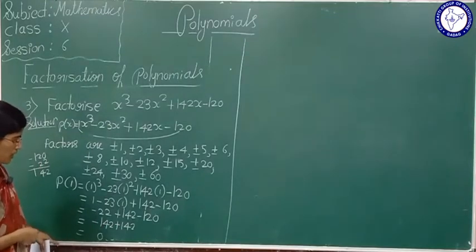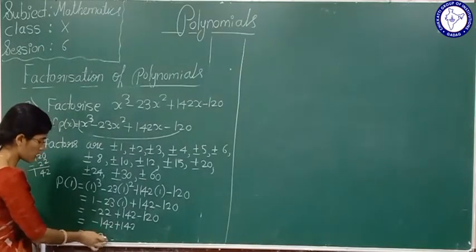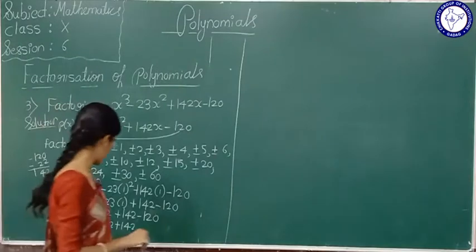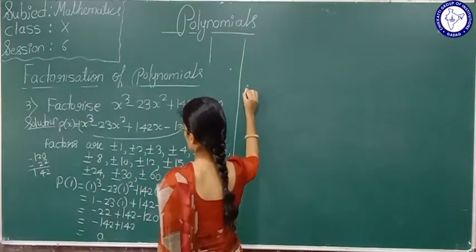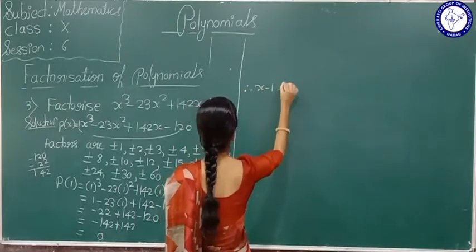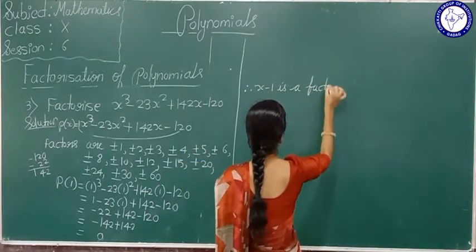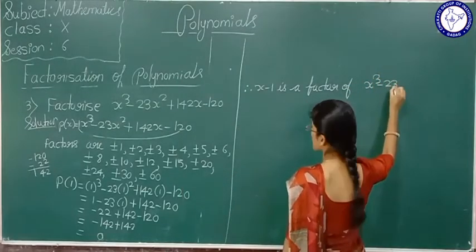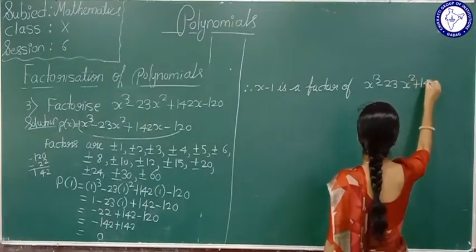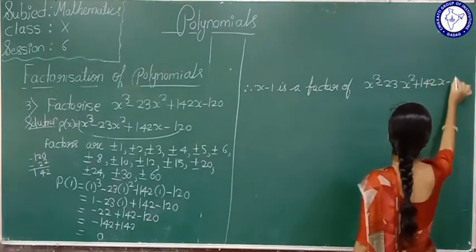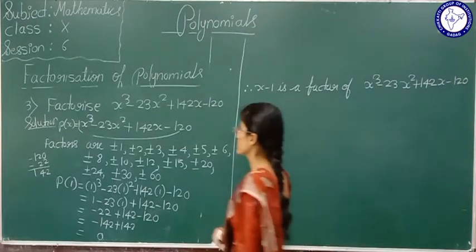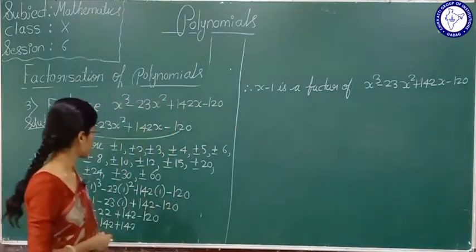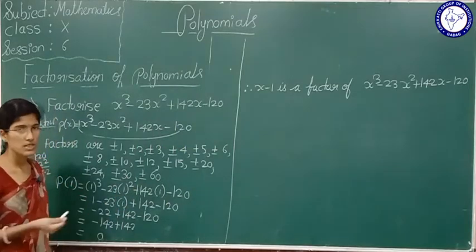Okay, now this we got as 0. What can we tell here? Therefore x minus 1 is a factor of x cube minus 23x square plus 142x minus 120. One factor we got. Still 2 factors we want. Then what will we do? Still 2 factors we want.